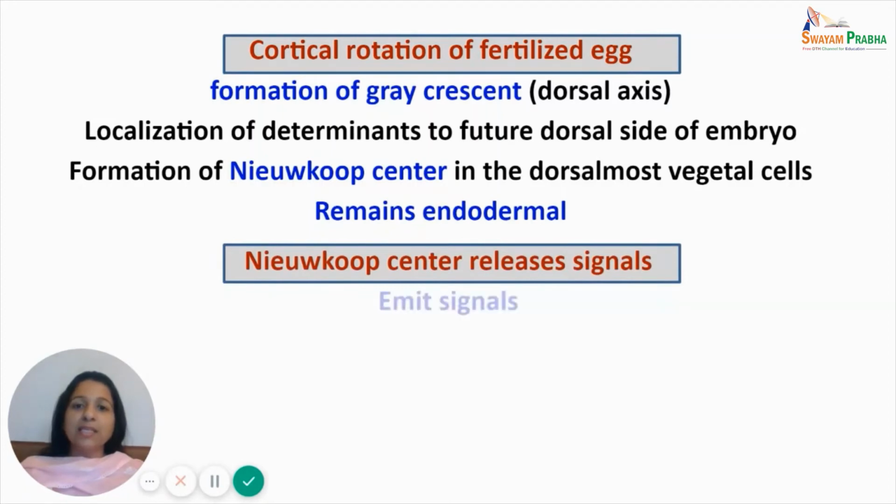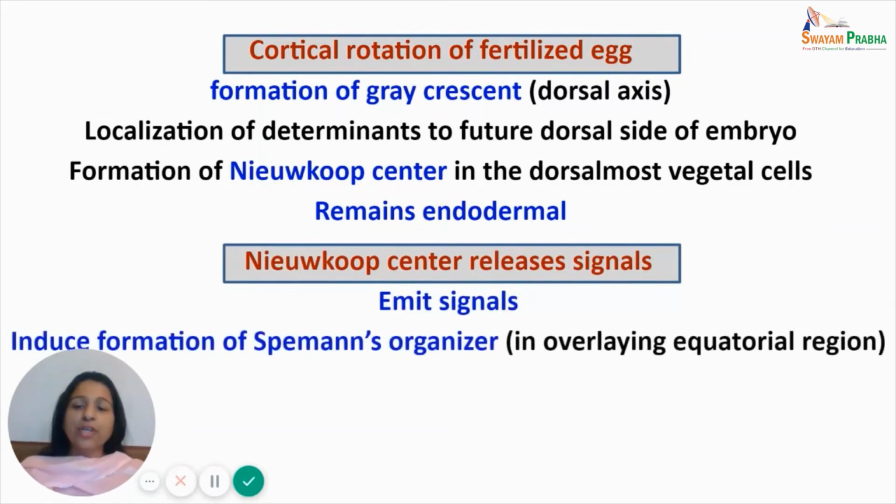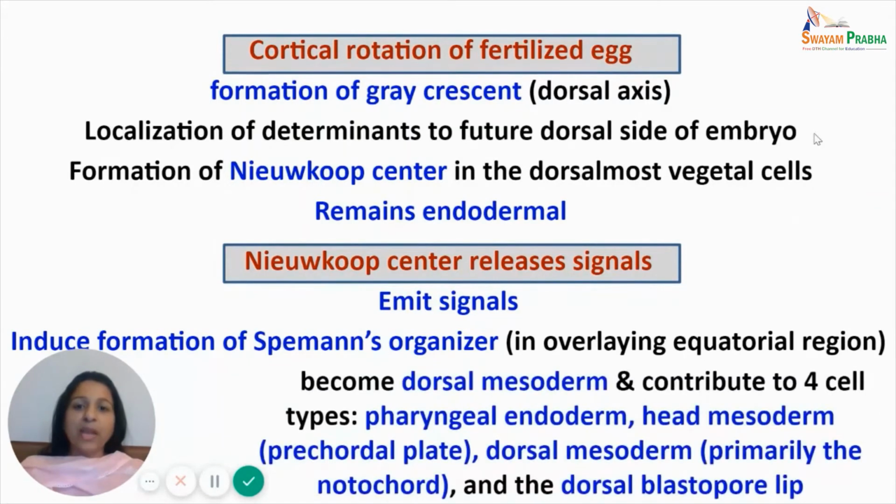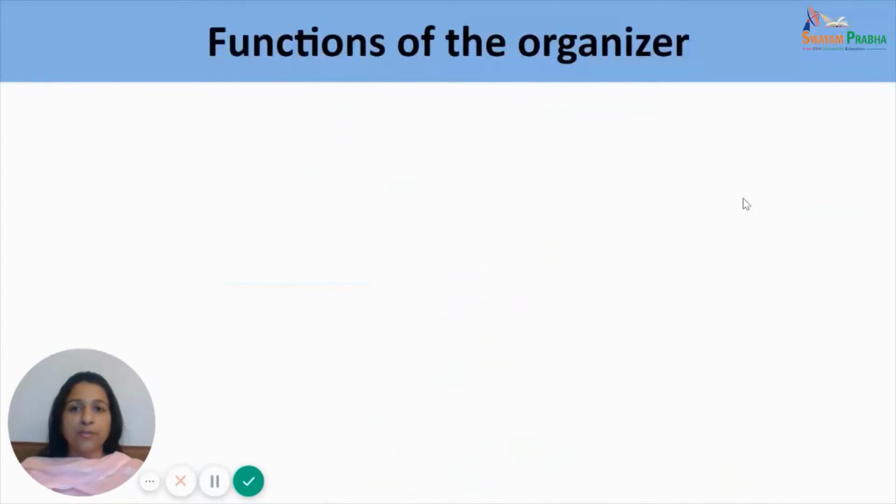They release certain signals which induce the formation of Spemann's organizer in the region immediately overlying it, that is the equatorial region. And the Spemann's organizer becomes dorsal mesoderm. It contributes to four cell types: the pharyngeal endoderm, the head mesoderm or the precordal plate, the dorsal mesoderm, primarily the notochord, and the dorsal blastopore lip region.